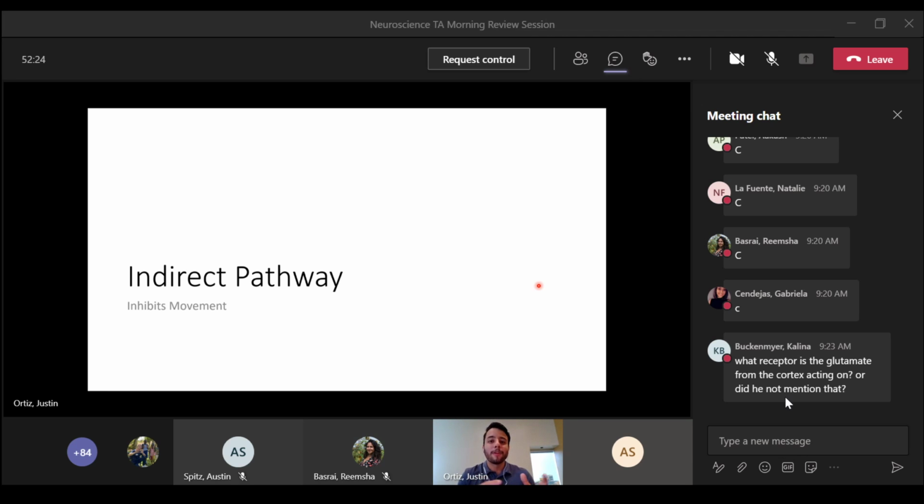And again, remember in the direct pathway, the D1 MSNs, so D1 medium spiny neurons, are going to be activated. Those are activated by high levels of dopamine that will flow through the entire direct pathway and eventually lead to activation of the cortex. So that's going to facilitate movement.